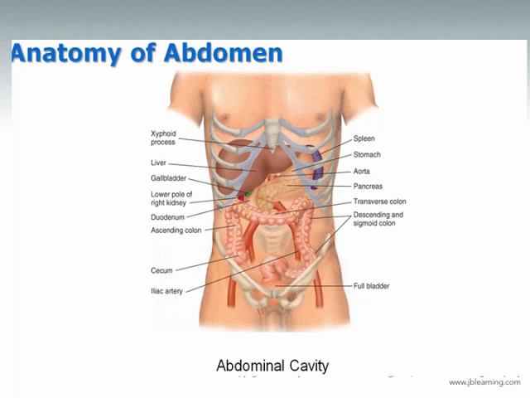This is just the anatomy again of the abdomen. And when you do your abdominal exam, as you're doing each quadrant and each region, you want to really remember and think about what organs are in that area that you have to really look at and palpate for.